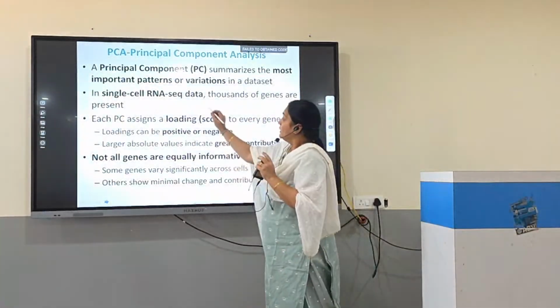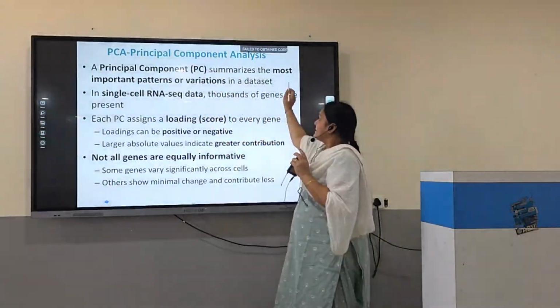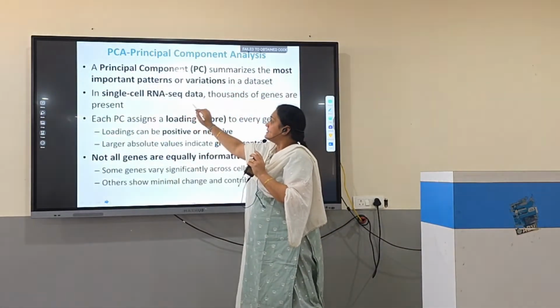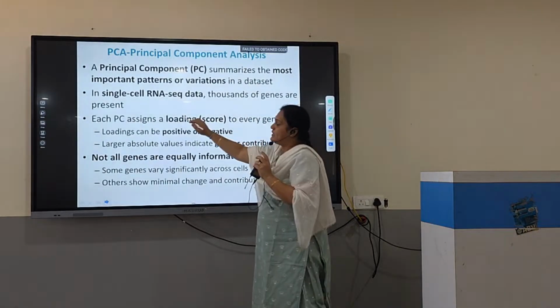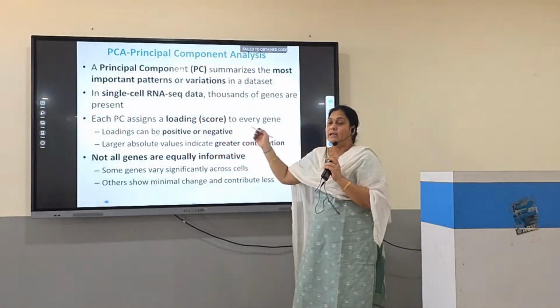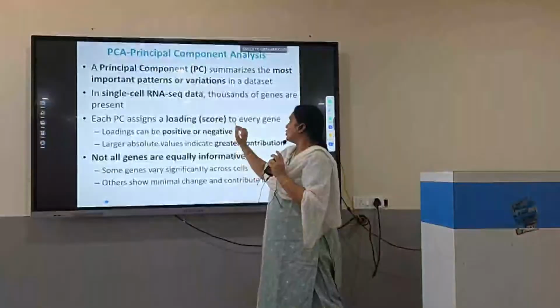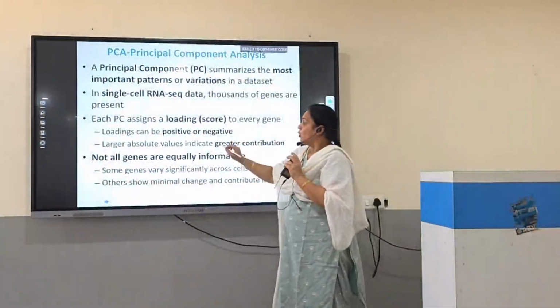Okay. So, it summarizes the most important factors of variations in the data. In single cell RNA sequence data, there are thousands of genes. So that's what I was showing, right? There are thousands of genes. Each PC assigns a loading score to every gene. Loading can be positive.